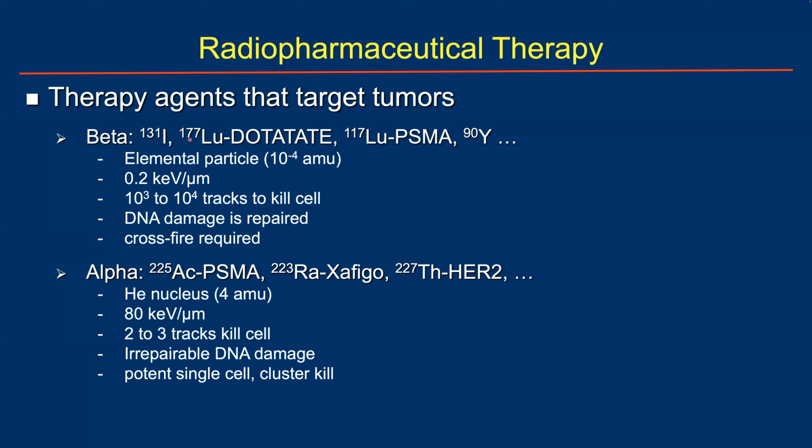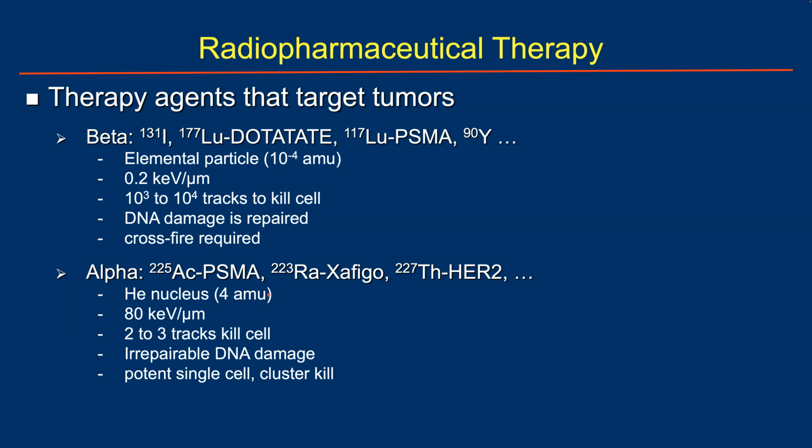Those radionuclides emit beta particles, which are electrons. It's an elementary particle, very light, and it has relatively low linear energy transfer, as shown here. And so it needs a lot of beta particles to kill a cancer cell, usually 1,000 to tens of thousands. And because it needs a large amount of particles to kill a cell, the DNA damage can sometimes be repaired. And so you need a higher dose to treat cancer.